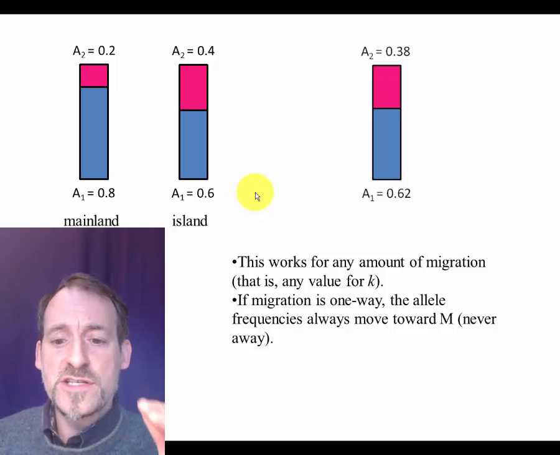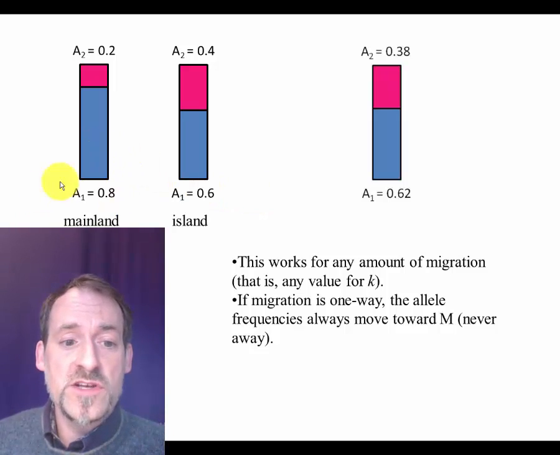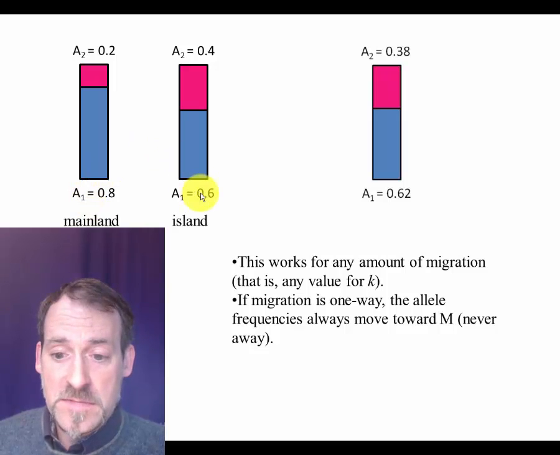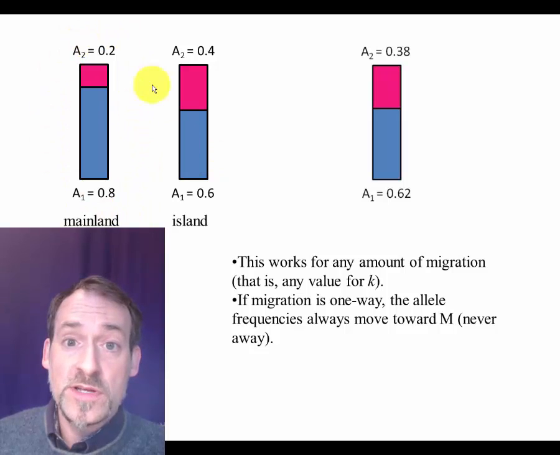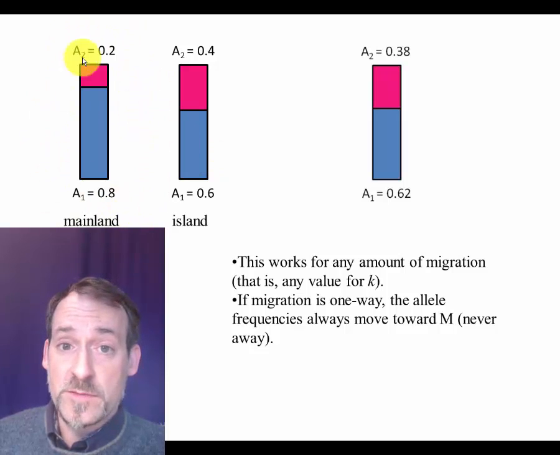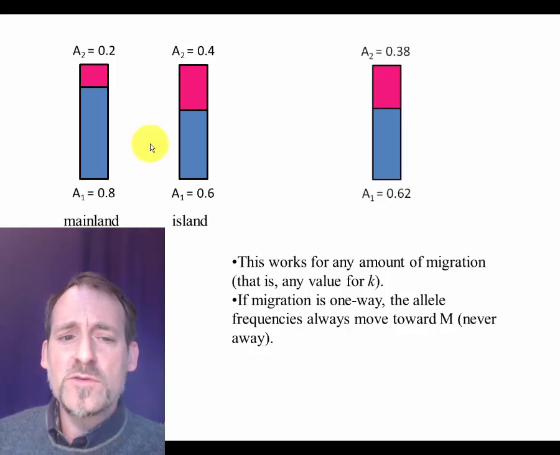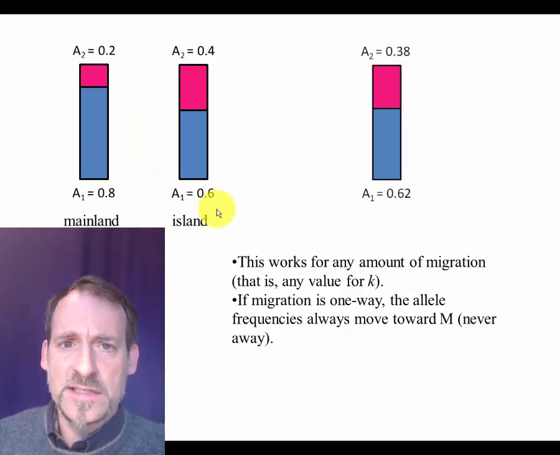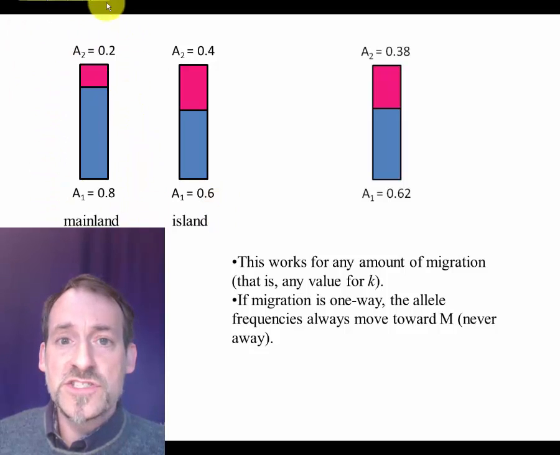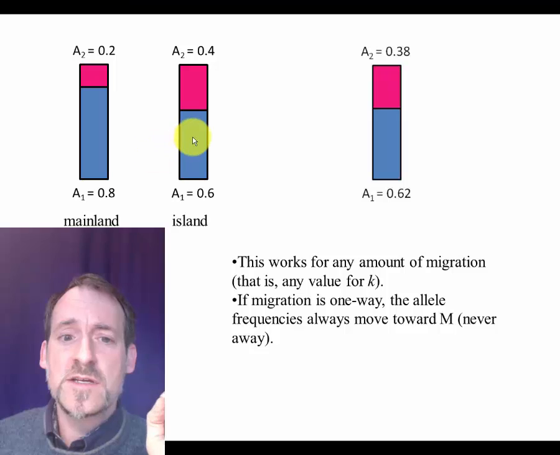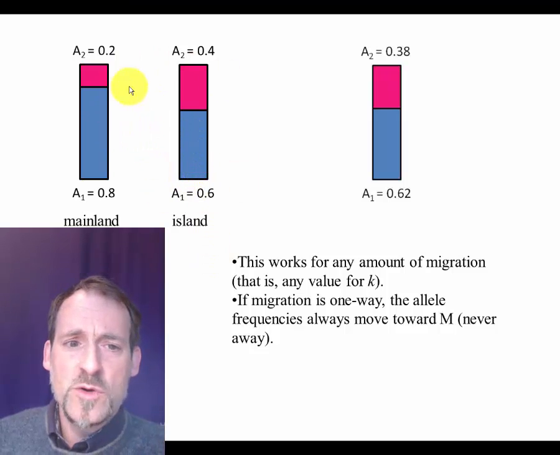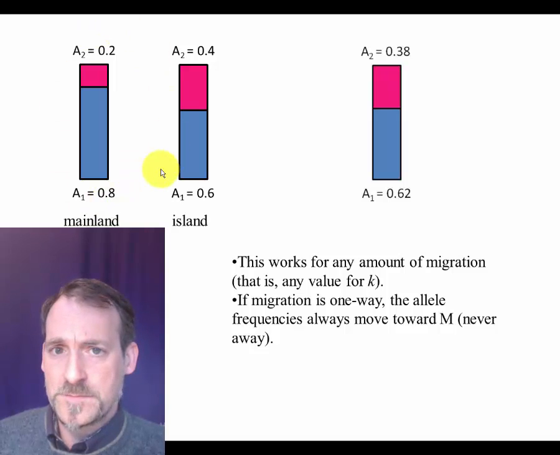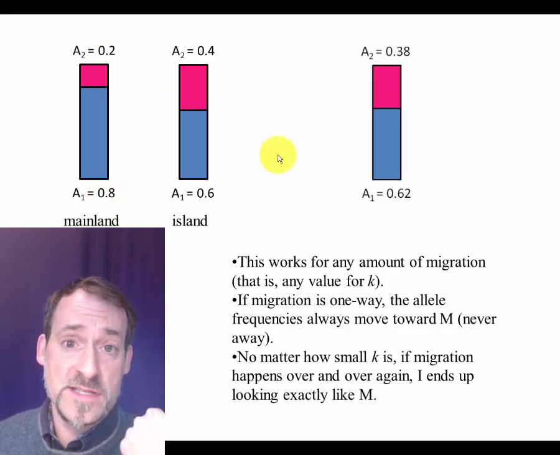Now, if migration is one way, if it's always going from the mainland to the island, then allele frequencies are always pulled toward the frequencies over here. And when you've got a really huge mainland and a small island, that's effectively what happens, because this population is so large that it can absorb any number of terns that try to fly over from the island without really changing genetically. So another take-home point is this.